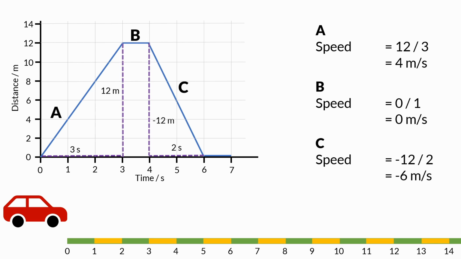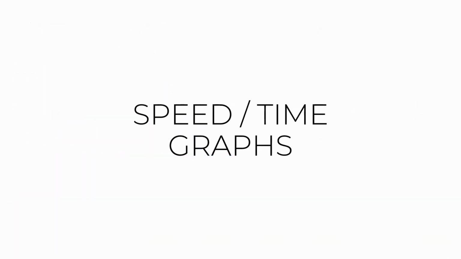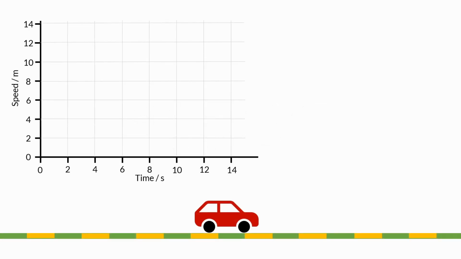Today I want to have a look at a graph that superficially looks the same, but tells us a very different type of information. And that's the speed time graph. So a speed time graph, as I said, looks very similar, but the y-axis is speed, not distance. And what it does is it plots the speed of an object as time goes on.